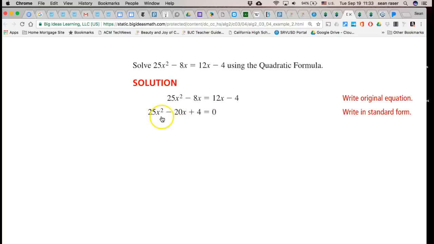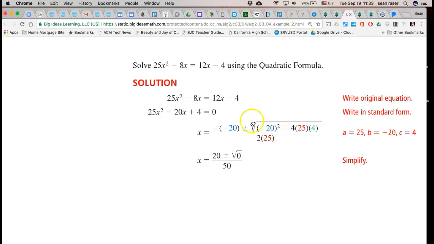All right, now that we've got it in standard form, we've got our a, b, and c values. All we do is we take the quadratic formula and we plug our terms in right here. So we plug in negative 20 for b, 25 for a, and 4 for c. Now, we always want to start by simplifying what's under the radical first. So negative 20 squared is going to give us 400, minus 4 times 25 times 4 is 400. So we get 400 minus 400. That's going to end up giving us 0.